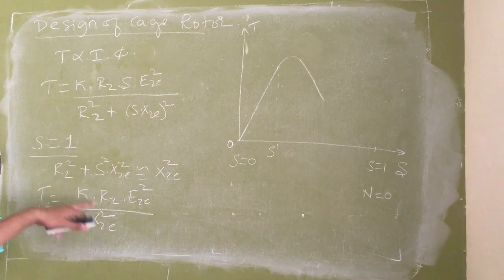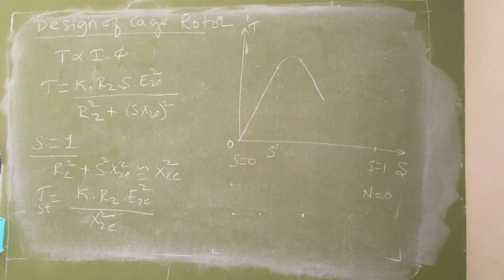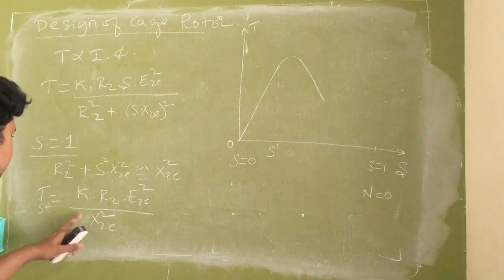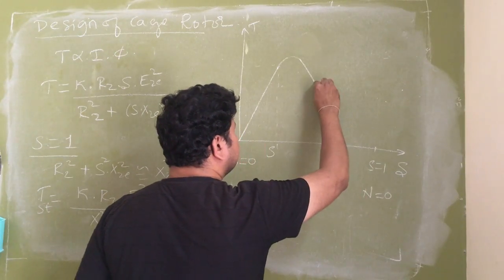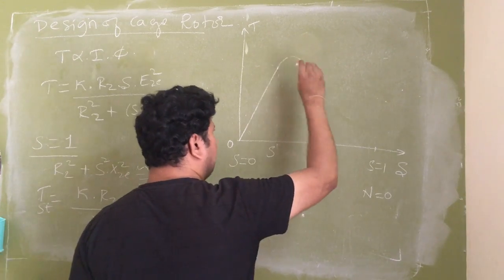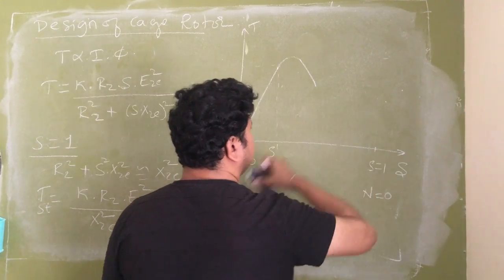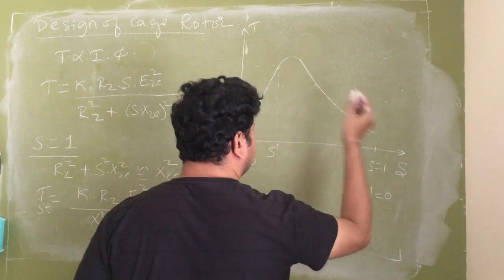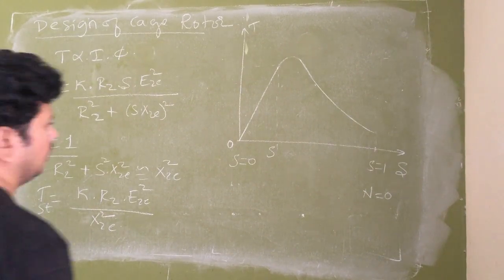To improve the starting torque, my rotor resistance must be large. This is already a well known fact for the induction motor. That is why, to have better starting torque, we use the slip ring induction motor. So this may be some starting torque, and starting torque depends upon my rotor resistance. I won't go into the details. Some starting torque I will get. This is my torque slip characteristics.